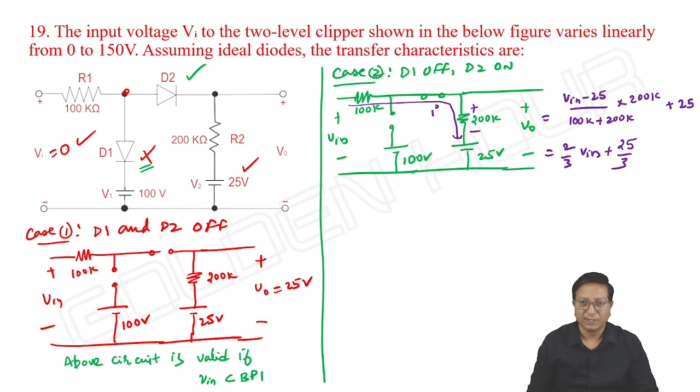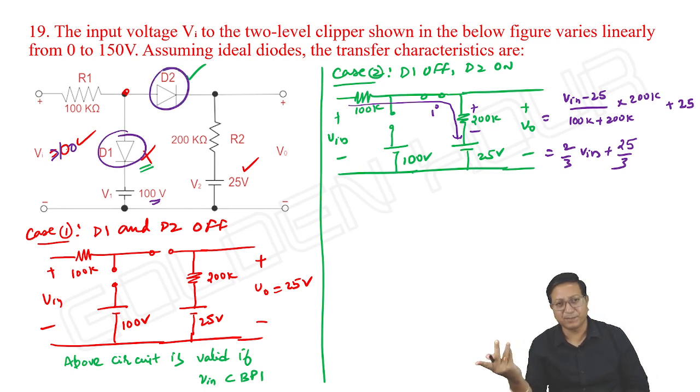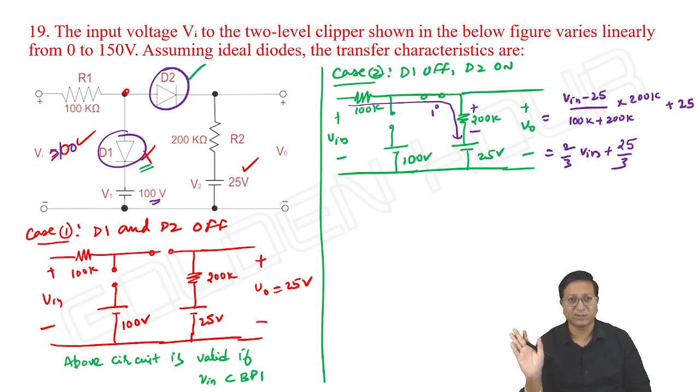I'm writing it directly. So how long is this valid? The above circuit is valid for input above breakpoint 1 and below 100 volts. It looks like 100, we do not know. Because if the input is going above 100 volts, then there is a scope for D1 to conduct. That time, what happens to D2? D2 still remains in the on state only.